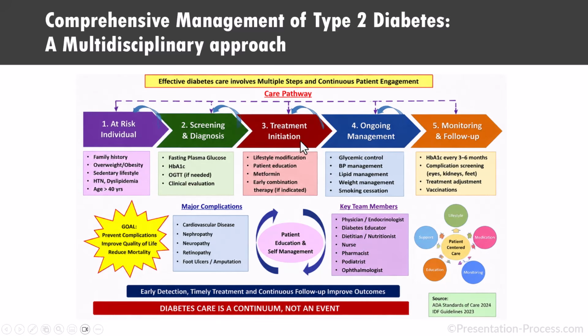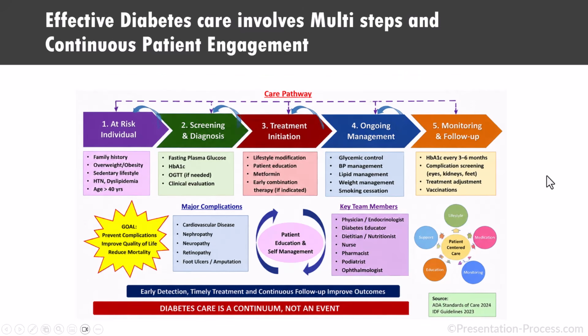Now, if I see this slide, I can see that there is this conclusion that is written here right at the top. It says effective diabetes care involves multiple steps and continuous patient engagement. And this seems to be a much better explanation of what is going on here compared to this generic title, which says comprehensive management of type 2 diabetes, a multidisciplinary approach. So I'm going to make this the title and not this. When I do that, this is the result. And you can see that the visual is able to breathe a little bit more.